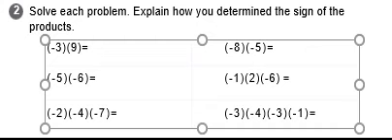7th grade mathematics pamphlet. Today we'll be solving understanding multiplication with negative integers, question 2. Solve each problem and then explain how you determine the sign of the products.